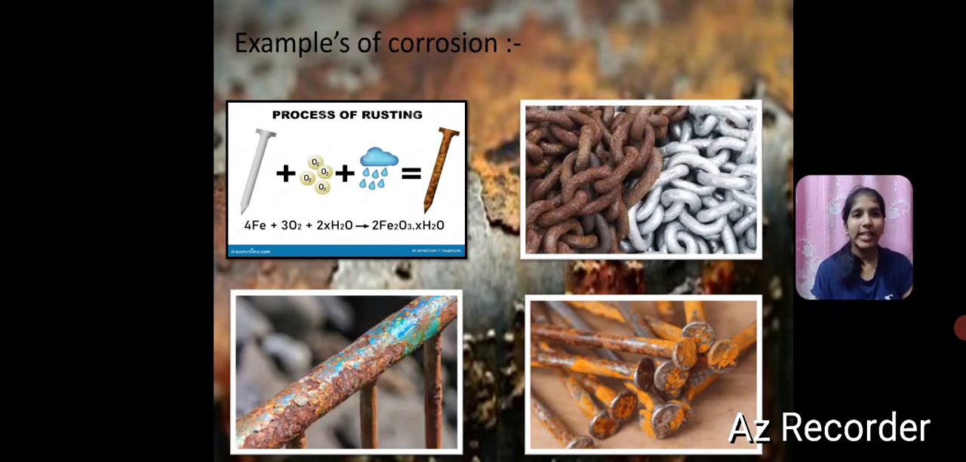Here are a few examples with respect to corrosion. As you can see in the very first picture, there is a nail. When that is exposed to oxygen and water, it gets corroded, and this process is called rusting. I'm very sure these are a few common examples that everybody would have noticed in their day-to-day life.